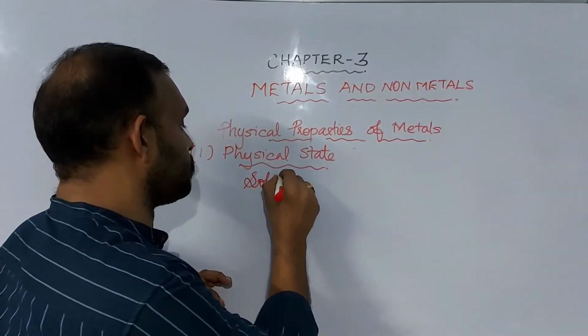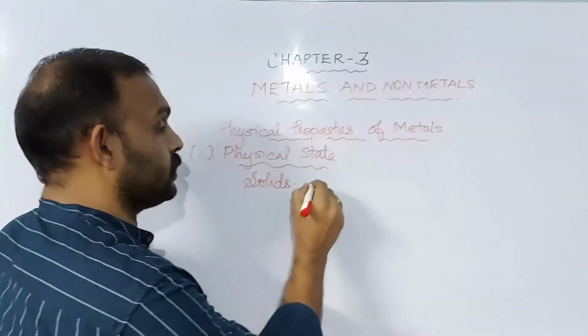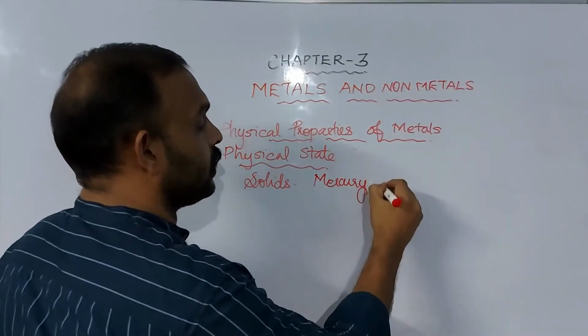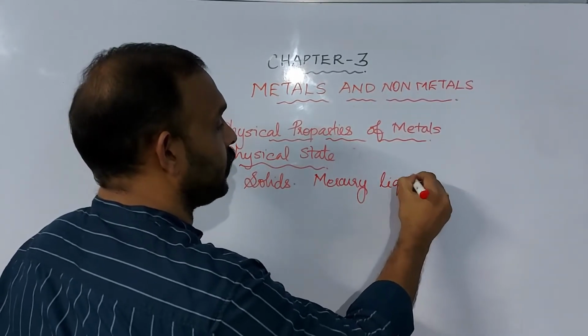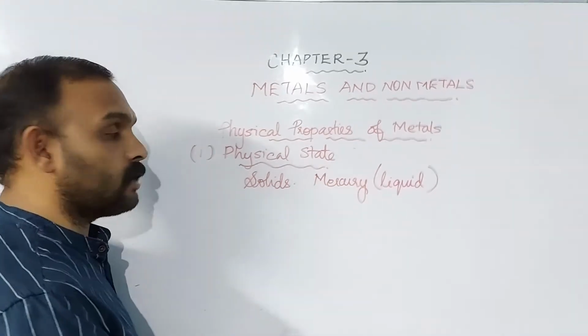But there is an exception. Which metal is having an exception? Yes, mercury is an exception. Mercury is found in liquid state. Okay, one exception is there, mercury, which is found in liquid state.